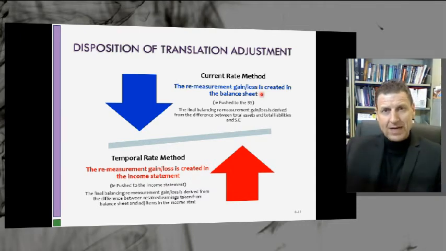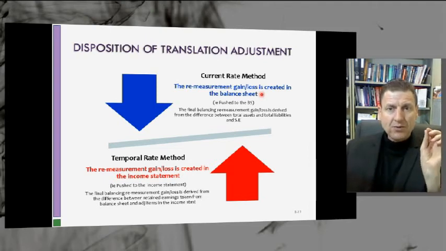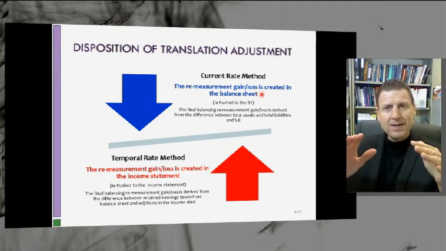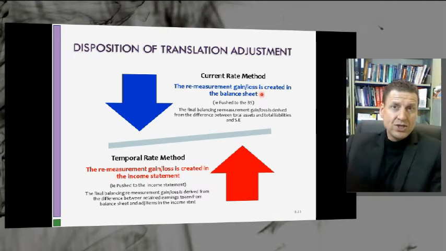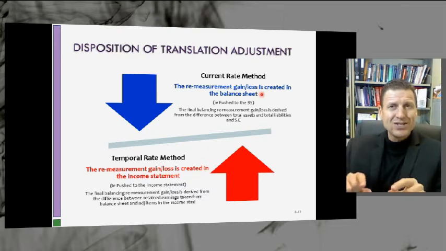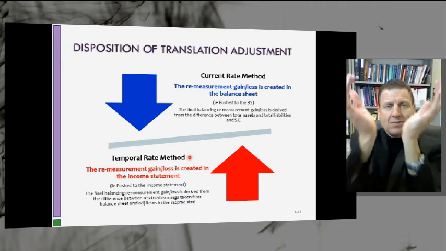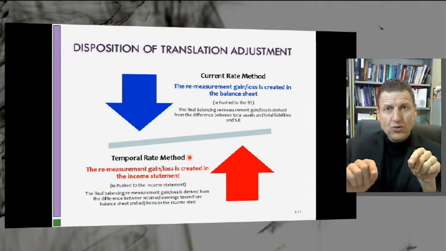And so then you've got your assets, you've got your liabilities, retained earnings, and any difference is the remeasurement gain or loss. Very easy, quite easily done. So the current rate method, we are pushing that adjustment from the income statement down into the balance sheet. The adjustment happens in the balance sheet. But with the temporal rate method, we are pushing that adjustment up into the income statement. We are creating a new retained earnings in the balance sheet.